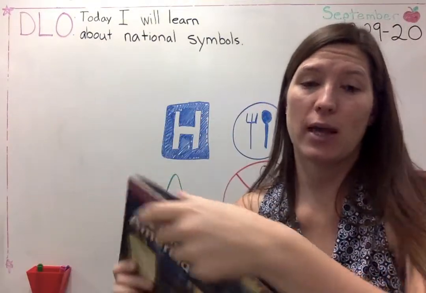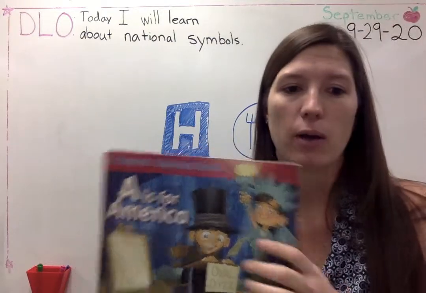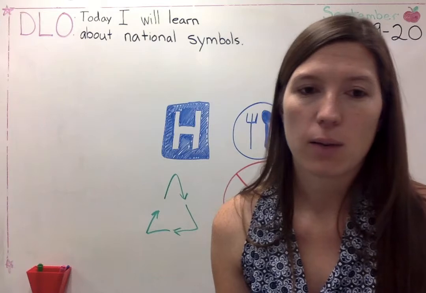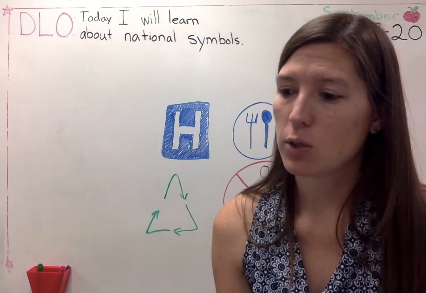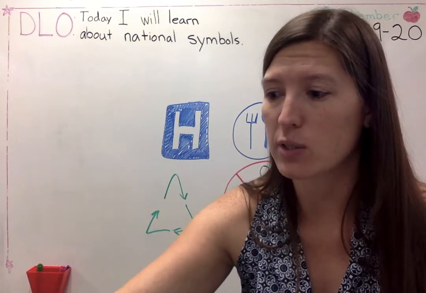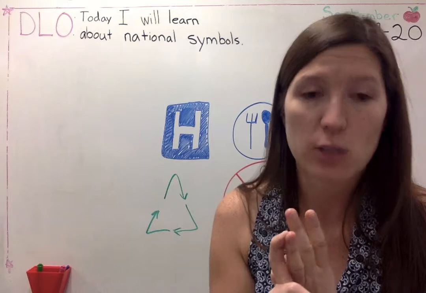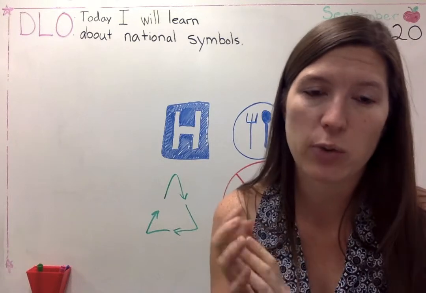So that book had a bunch of different symbols that represent the United States of America. And this week, we will continue to learn about our symbols, and we'll focus on 3. We're going to focus on the bald eagle, the Statue of Liberty, and the flag. There's other symbols also, but those are the ones we're going to focus on.